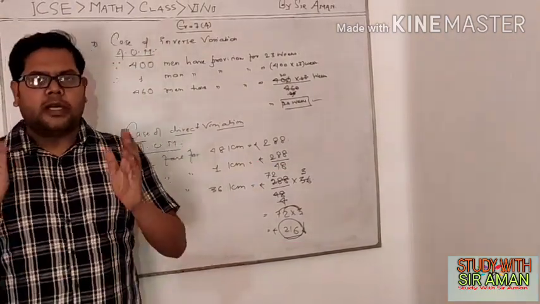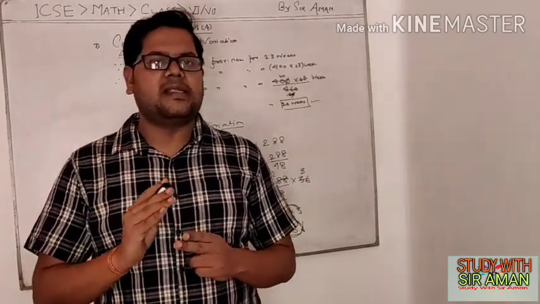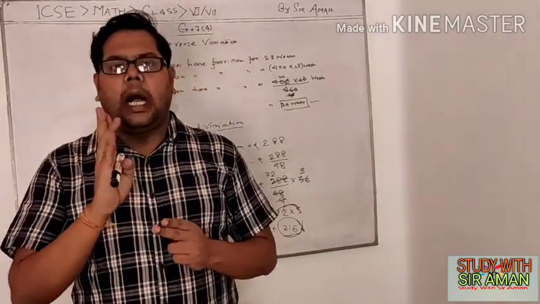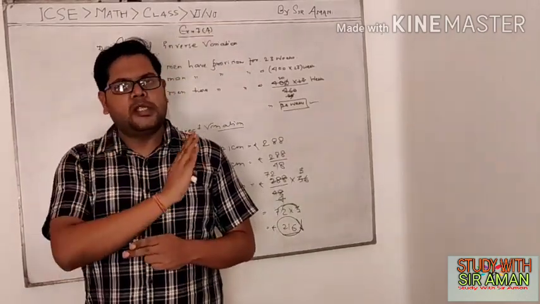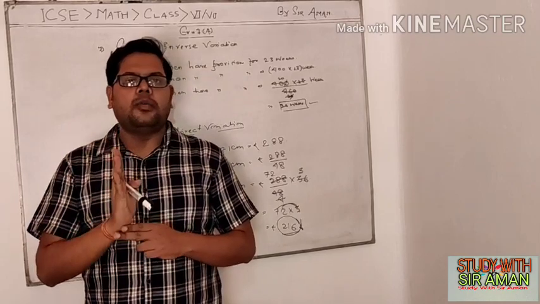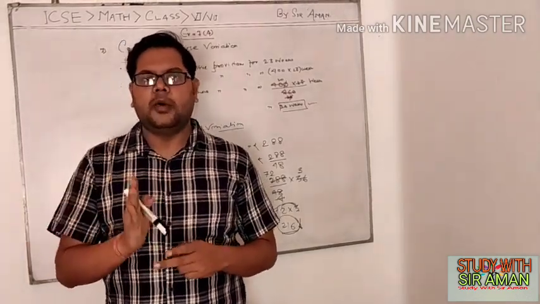Okay. What have we learned today? We have learned how many types of variations are there. 2 types. How to identify them? We have learned today. And along with some examples, we have learned how to solve direct variation and how to solve inverse variation.